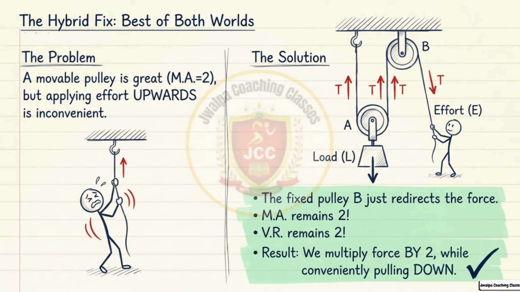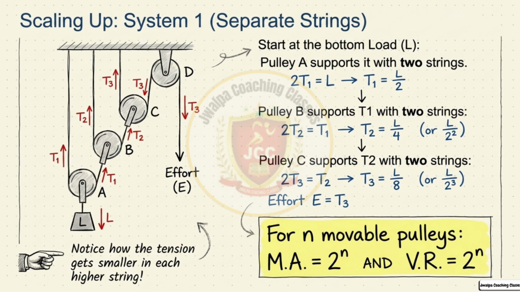Section 4. Scaling up. Complex systems. Now we're scaling up. Here is System 1, which uses separate strings. Let's trace the math step by step from the bottom up. Start at the bottom load, L. Pulley A supports it with 2 strings, so 2 times T1 equals L, which means T1 equals L over 2. Make sense? Now move up.